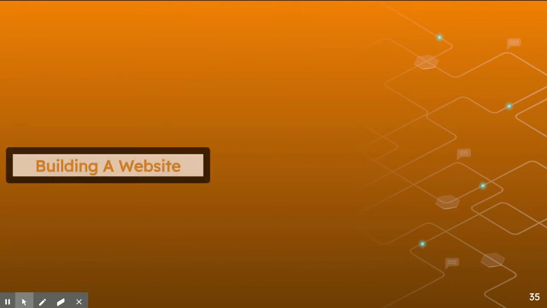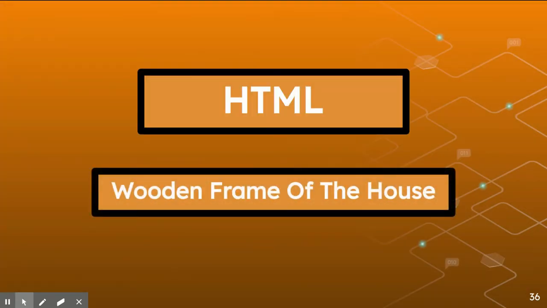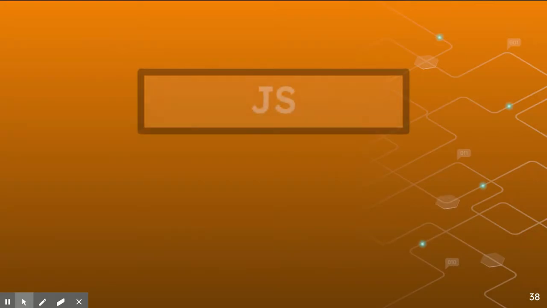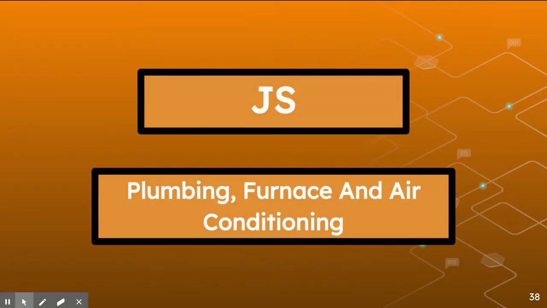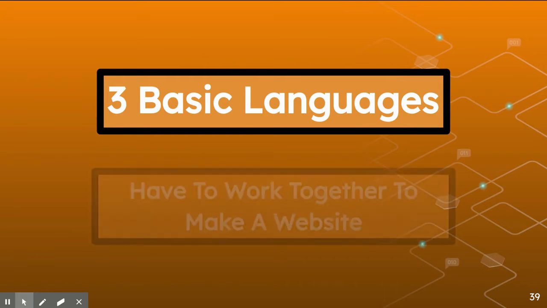Like anything else, analogies will help us understand this even more. Think about building a website like building a house. The HTML is the wooden frame of the house, or the base on which to build it on. CSS will be the paint of the house, the pictures on the walls, tiles, and the lawn. The JavaScript is the plumbing, furnace, air conditioning, and all other utilities that work to keep the house functional. Make sense? So in order to create a website, all three of these basic languages have to work together.